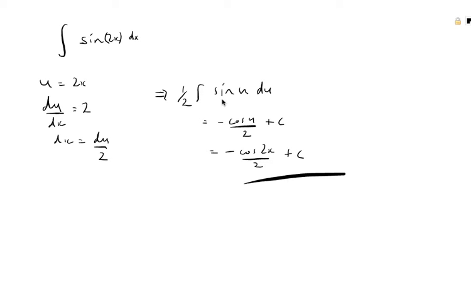I've put the half outside of the integral. It doesn't actually matter where I put it, but it's neater to put it outside, because it's not going to have any effect on the answer. Then I integrate sine u, which is minus cos u plus c, divided by 2 because of the half. Then I put the u back in, which is 2x, so it's minus cos 2x over 2 plus c. Remember to put the c.